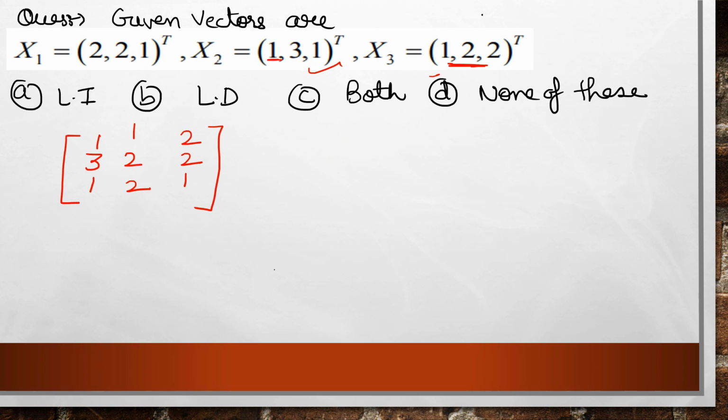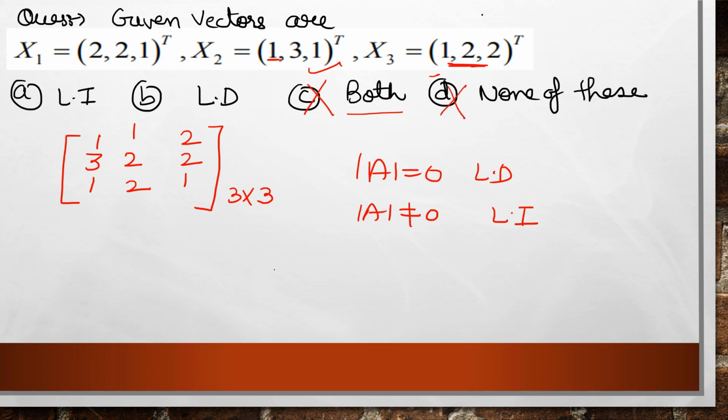See, you can just check one thing. This is a square matrix. If the determinant is 0, linearly dependent. If the determinant is non-zero, linearly independent. Or you can use the rank approach also. But whenever they give you an option saying both, this is absolutely wrong, because any system cannot be linearly independent and dependent at the same time. Similarly, none of these will be wrong, because if you have a system of vectors, it will be either linearly independent or linearly dependent.